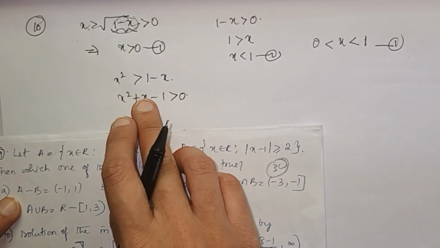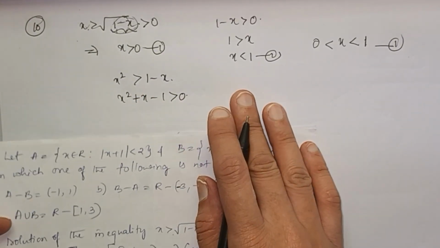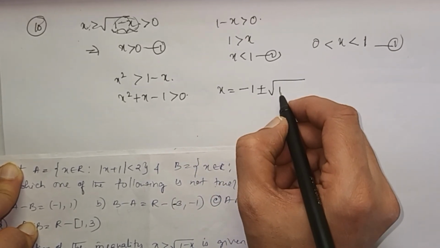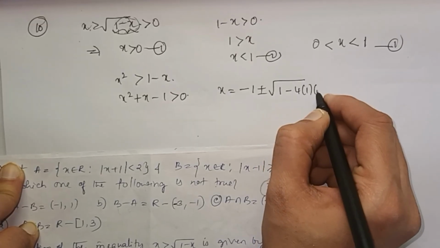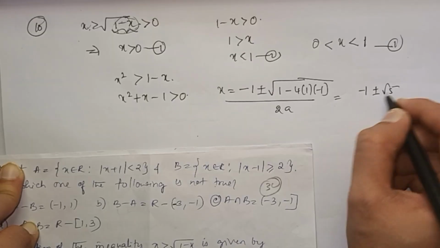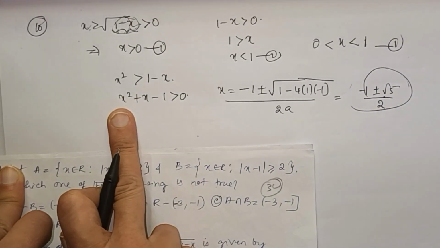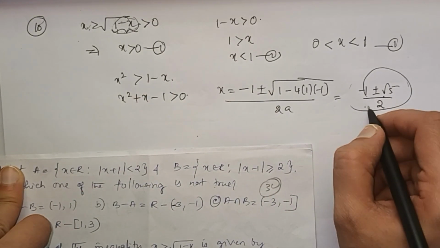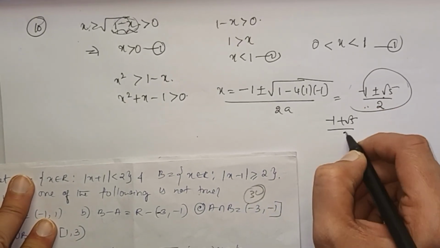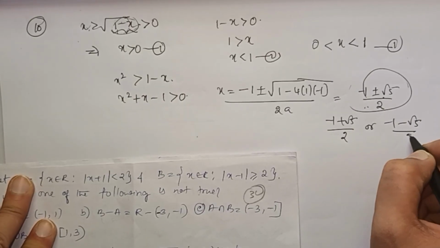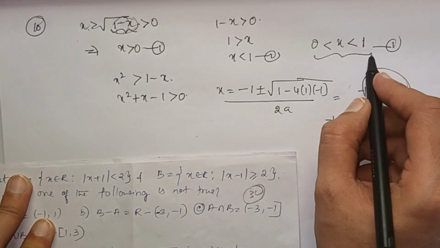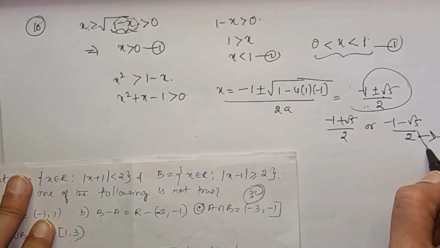Find the roots of this quadratic. So you will get the roots as x equal to minus b plus or minus square root of b square minus 4ac divided by 2a. So this gives you minus 1 plus or minus square root of 4 plus 1, 5, by 2. These are the possible roots of this inequality. So you will get now minus 1 plus root 5 by 2, one root, or minus 1 minus root 5 by 2, another root. So this is negative. We already know that the solution must always lie between 0 and 1. Solution should be positive. So this can't be the solution.